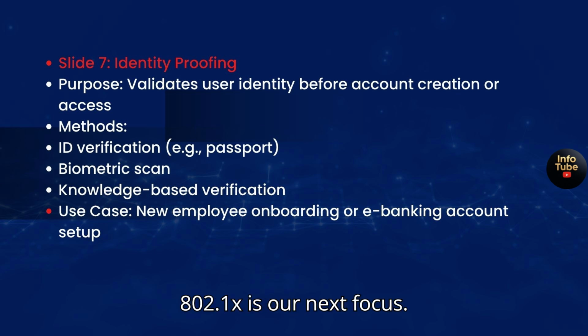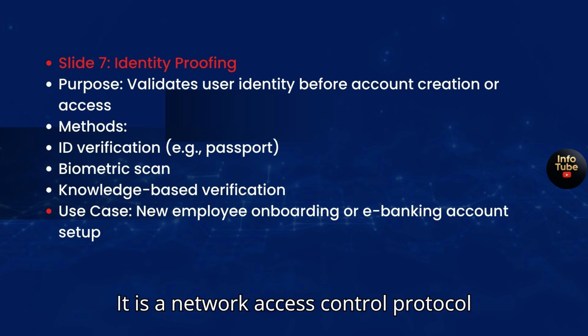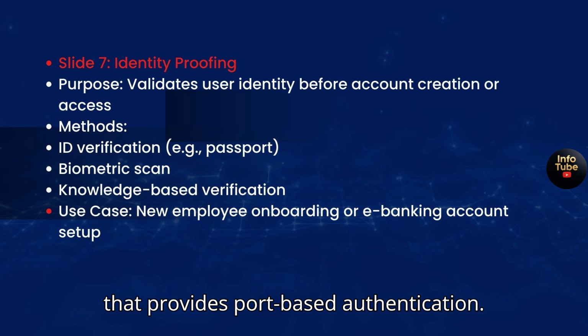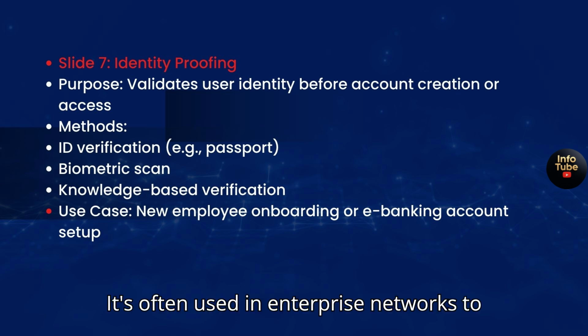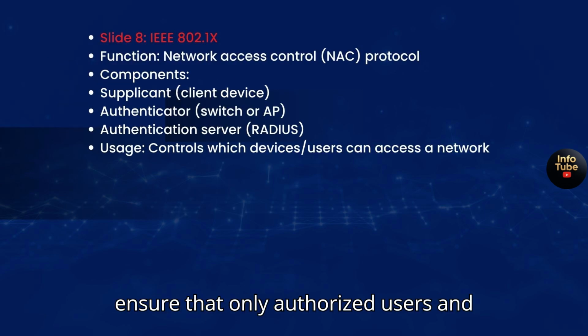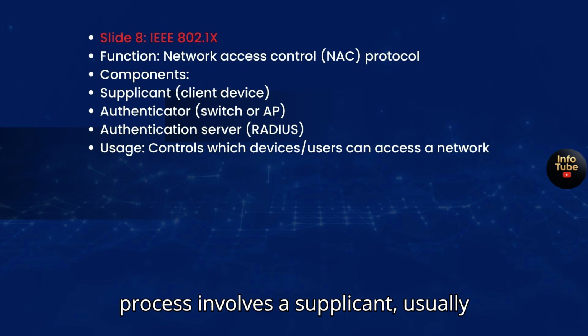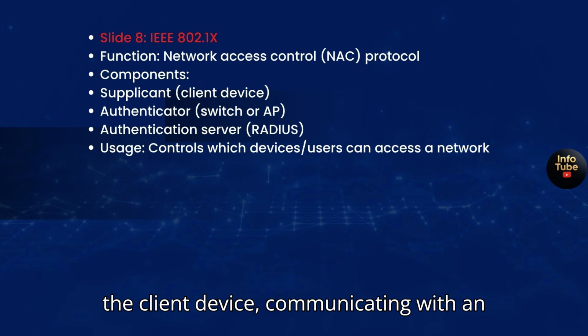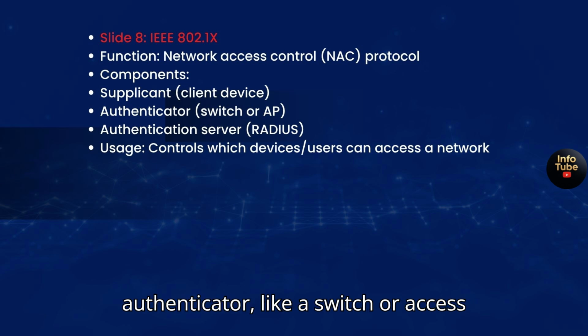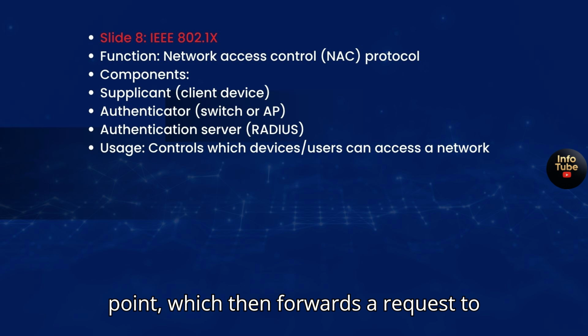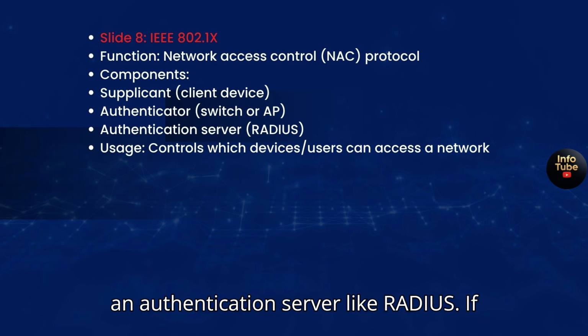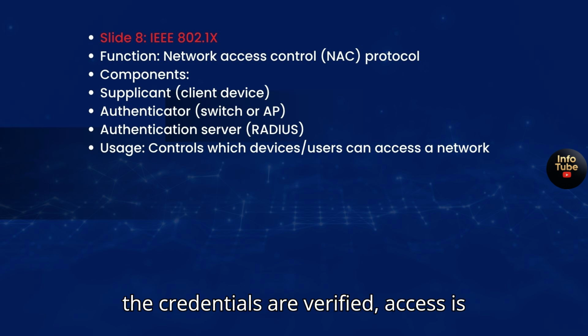IEEE 802.1x is our next focus. It is a network access control protocol that provides port-based authentication. It's often used in enterprise networks to ensure that only authorized users and devices can connect to the network. The process involves a supplicant, usually the client device, communicating with an authenticator, like a switch or access point, which then forwards a request to an authentication server like RADIUS. If the credentials are verified, access is granted to the network.